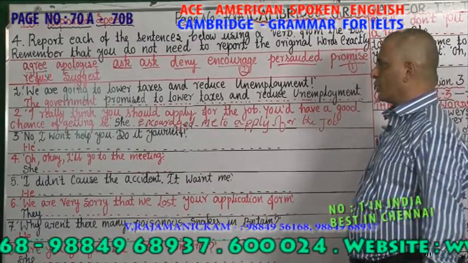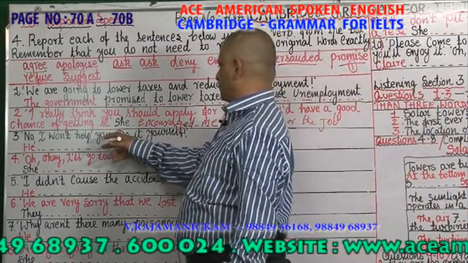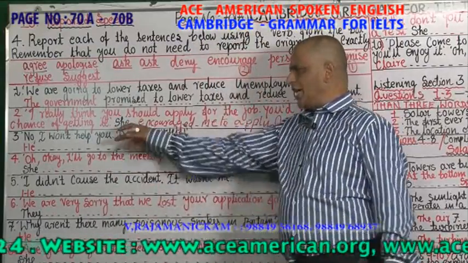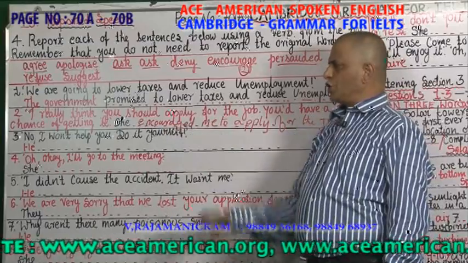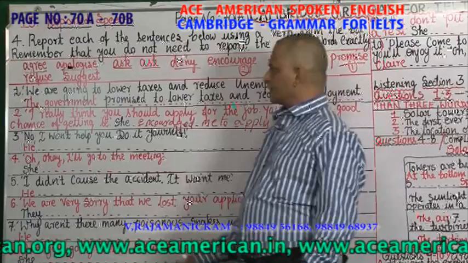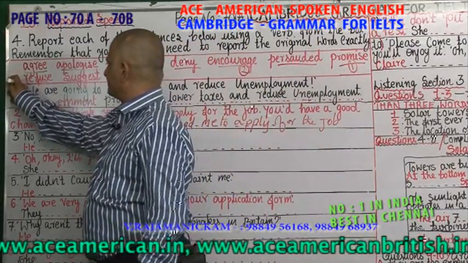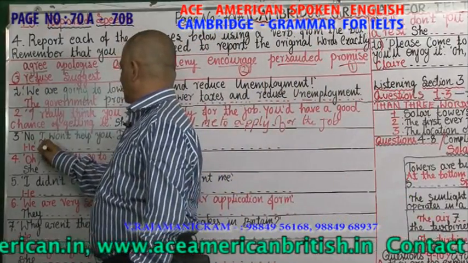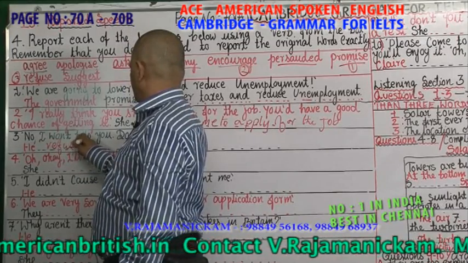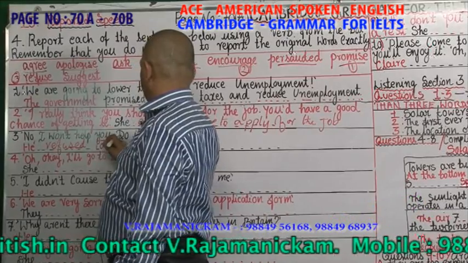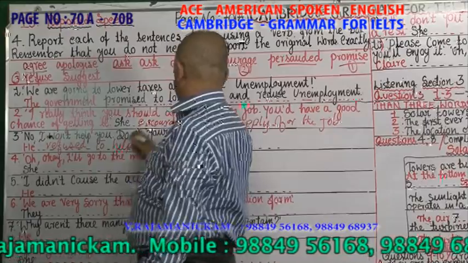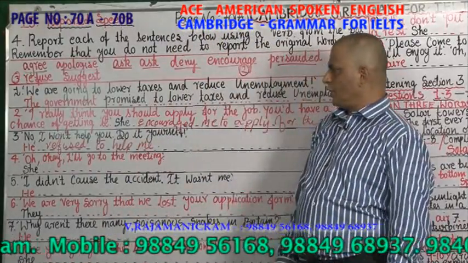You got it, sir? No, I won't help you. Do it yourself. Somebody says, no, I will not help you. Do it yourself. And reported speech, what do you say? He. This is the third. He refused to help me. He refused to help me. Got it, sir?